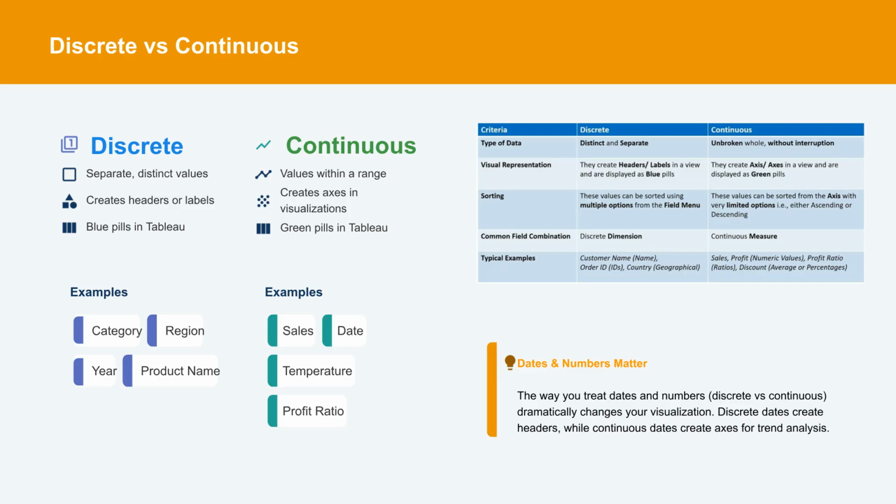Data can also be discrete or continuous. Discrete values are separate and distinct, creating headers and appearing as blue pills. Continuous values are within a range, creating axes and appearing as green pills. This distinction significantly changes your visualization.